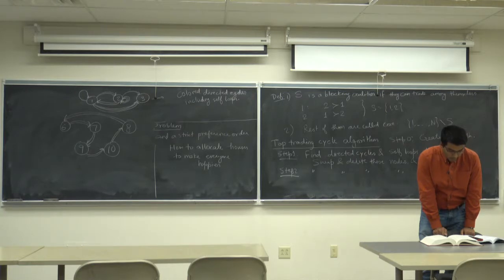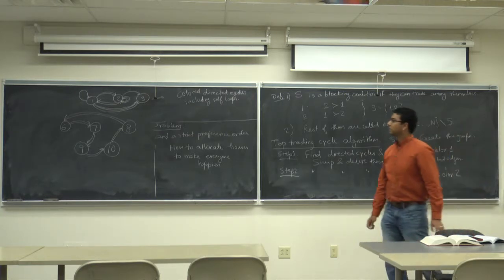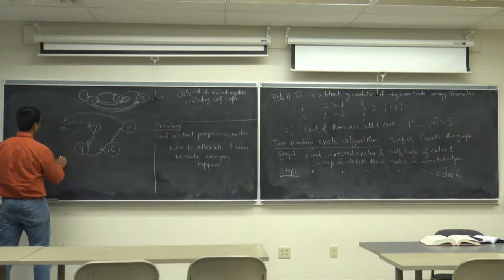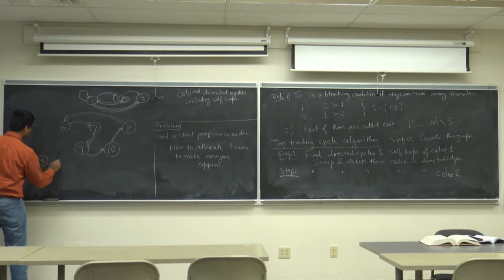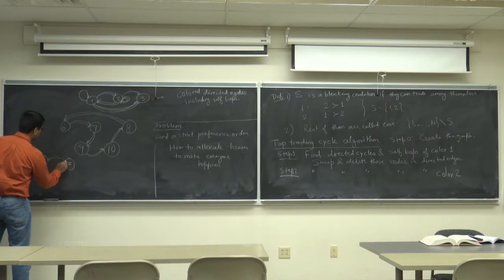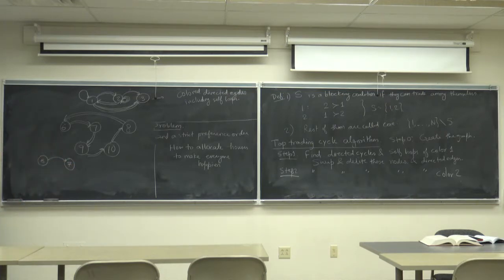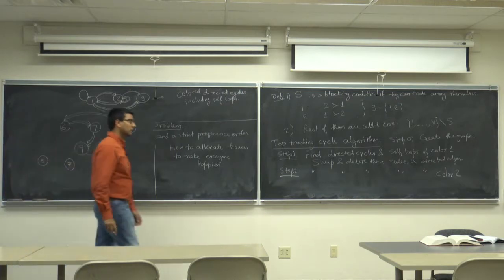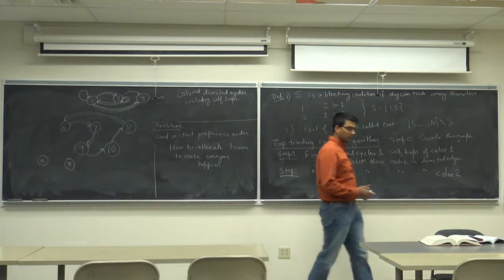So the book says delete all edges colored 1. So if 6 and 7 weren't matched, 6 and 7 had a single directed edge, the book says just remove these color 1s, okay, because color 1s have all been swapped.